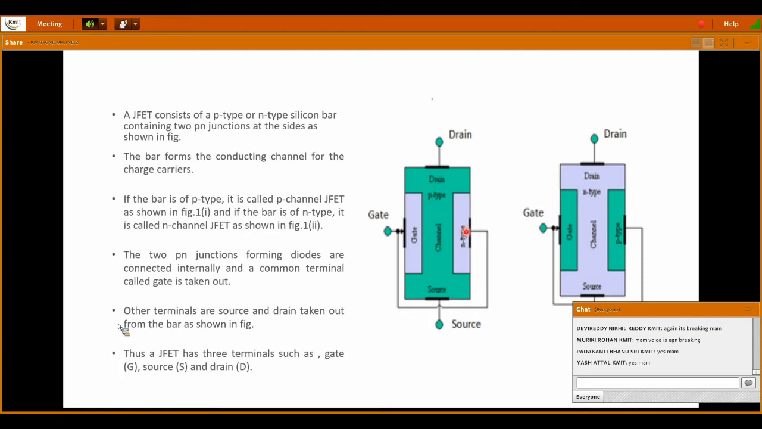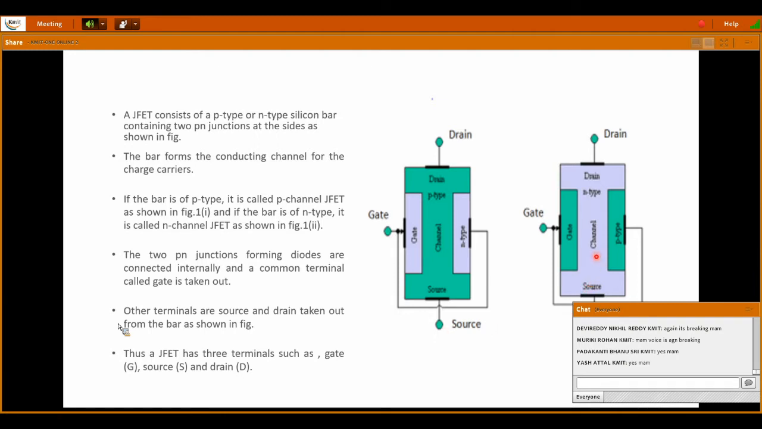From that N-type material, we take a common terminal out, and that is called the gate terminal. And to this main rectangular bar of P-type material, we attach another two terminals, that is drain and source. So this is the basic construction of a P-channel FET.